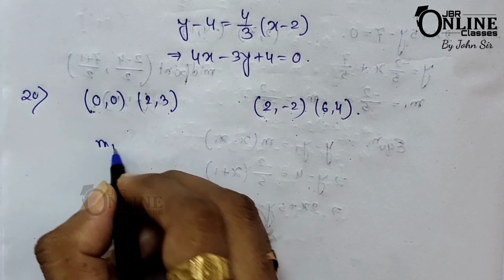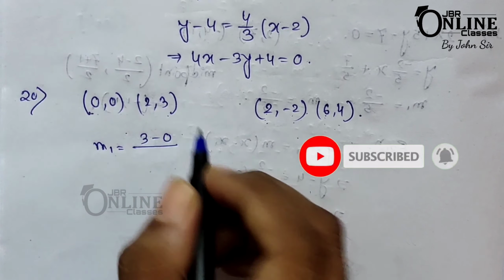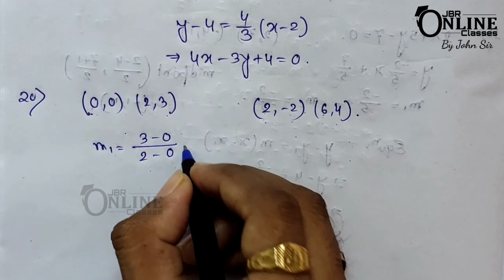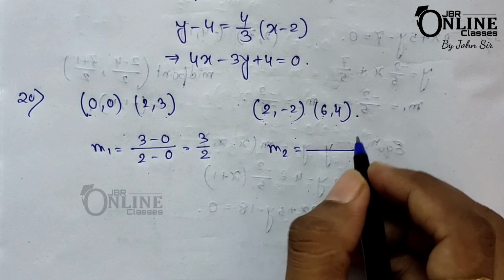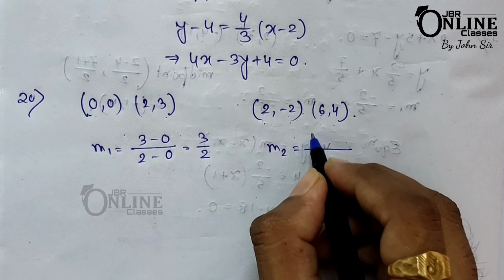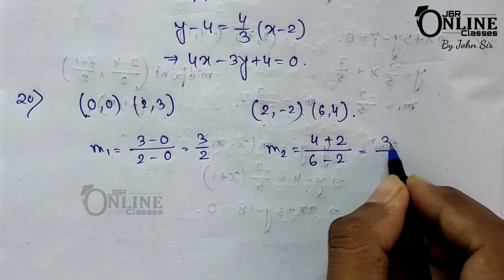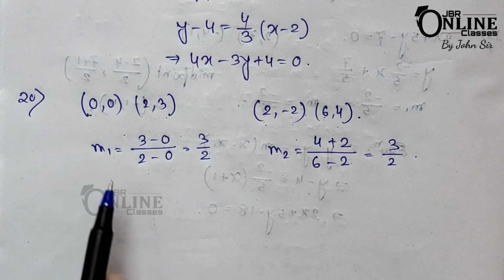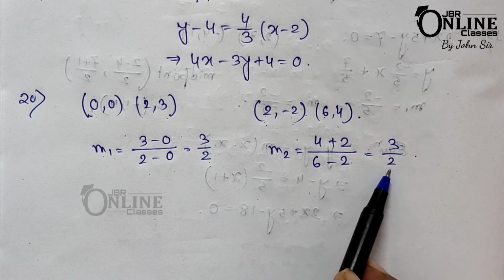So the slope of the first line, the formula is y2 minus y1 over x2 minus x1, that means 3 minus 0 over 2 minus 0, which equals 3/2. Now the next slope m2, again the same formula, y2 minus y1, so 4 plus 2, over x2 minus x1, so from that it is 3/2. So here m1 equals 3/2 and m2 equals 3/2.